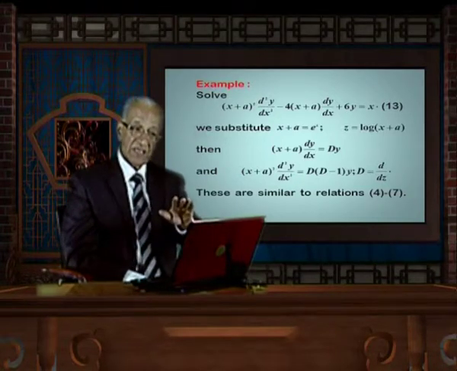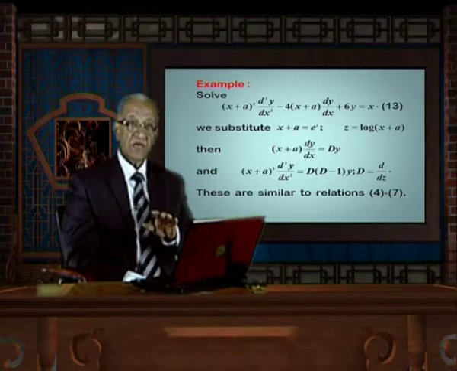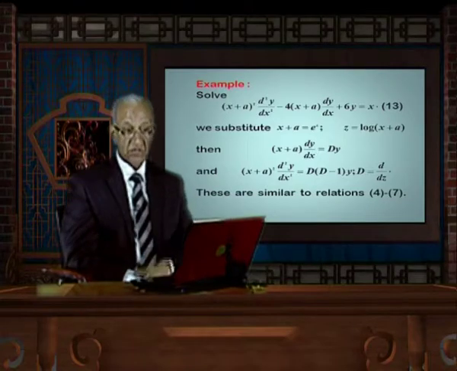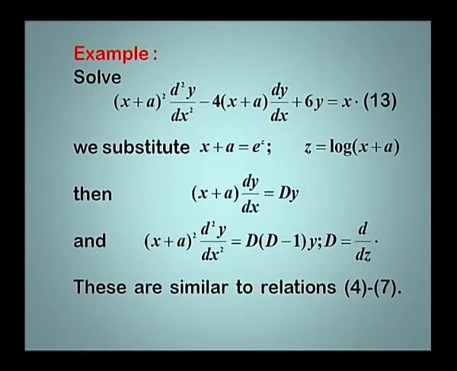So we thought of making this example easily comprehensible to you. You can make a very easy note out of which these solutions. So what happens is the equation 13 reads: (x plus a) whole square d2y/dx square minus 4 times (x plus a) dy/dx plus 6y is equal to x. This is the equation 13. No homogeneity can be observed.